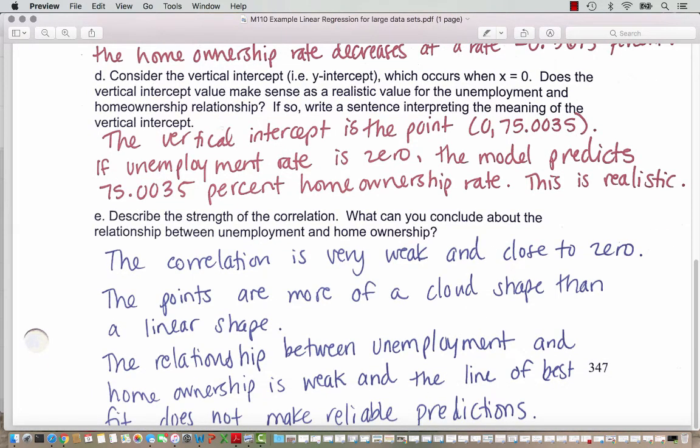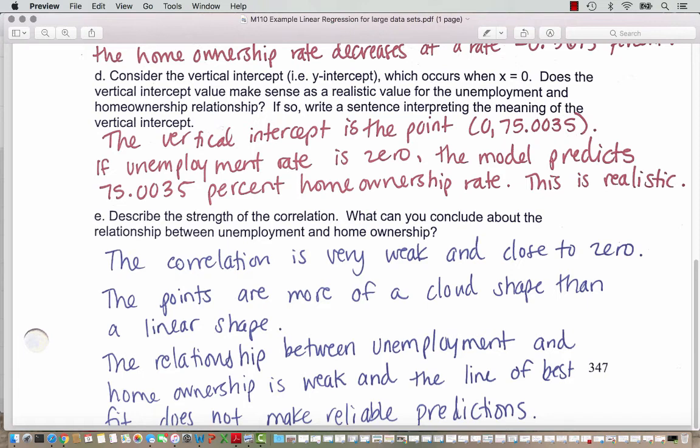Question E, describe the strength of the correlation. What can you conclude about the relationship between unemployment and home ownership? Well, the correlation is very weak and close to 0. The points are more of a cloud shape than a linear shape. The relationship between unemployment and home ownership is weak, and the line of best fit does not make reliable predictions.